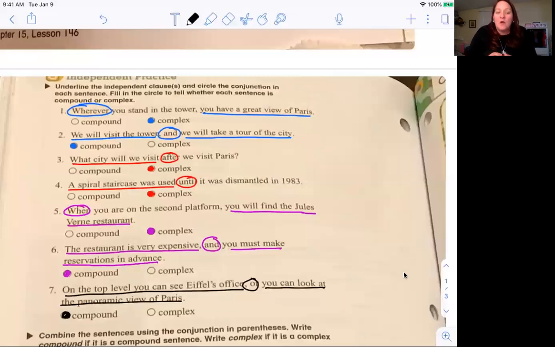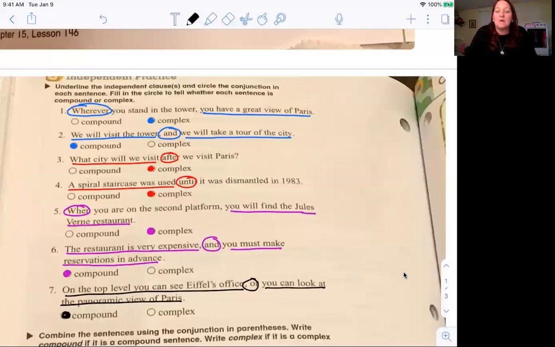Number two, we will visit the tower, independent clause, and conjunction, we will take a tour of the city, independent clause. So two independent clauses joined by that conjunction is a compound sentence. Number three, independent clause, what city will we visit? Joined by the conjunction after. Okay, so if it is an independent clause, then a dependent clause, because it starts with a subordinating conjunction, is a complex sentence. Number four, a spiral staircase was used until it was dismantled in 1983.